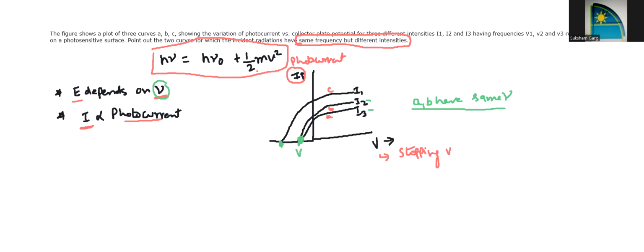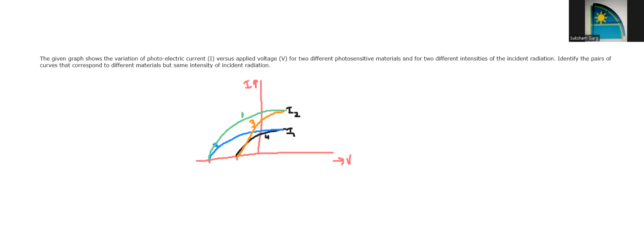Let's try one more to understand it better. Now, this one is one of the very, very interesting graphs to interpret, again based upon the application of the photoelectric effect. Let's see how you solve this kind of numerical. So we are being given again the graph between photocurrent and stopping potential. Remember, same thing, energy is directly proportional to frequency.